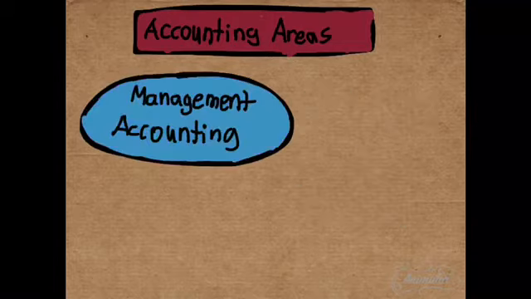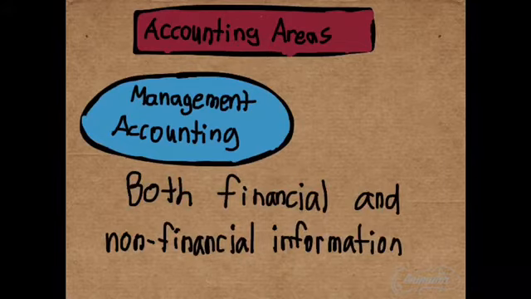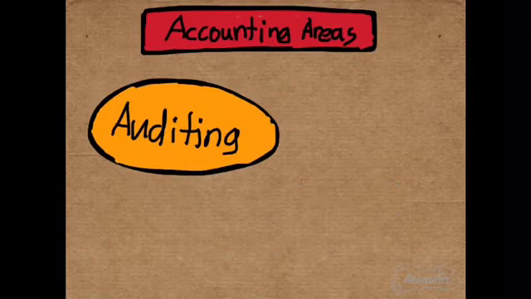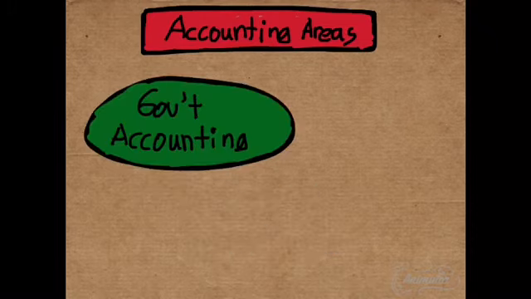Next thing is management accounting, which is much different compared to financial accounting because it involves both financial and non-financial information, and it is presented to the managers, not to the external users, just like financial accounting. The next thing we have is auditing, and it involves independent verification by an independent CPA of the work performed by the other CPA. So it's like we're checking the work made by the others.